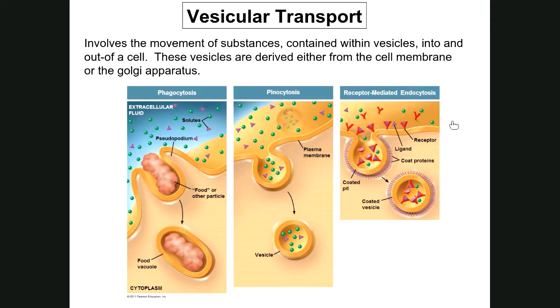Now, our last type of membrane transport is called vesicular transport. If you look here, vesicular transport involves the movement of substances contained within vesicles into and out of a cell. These vesicles are derived either from the cell membrane or from the Golgi apparatus. Now listen carefully. The compounds we talked about that form your cell membrane are the same compounds that form the membrane of your membranous organelles, such as the nucleus, the rough ER, and the SER. Those are also the same compounds that form the membrane of vesicles.